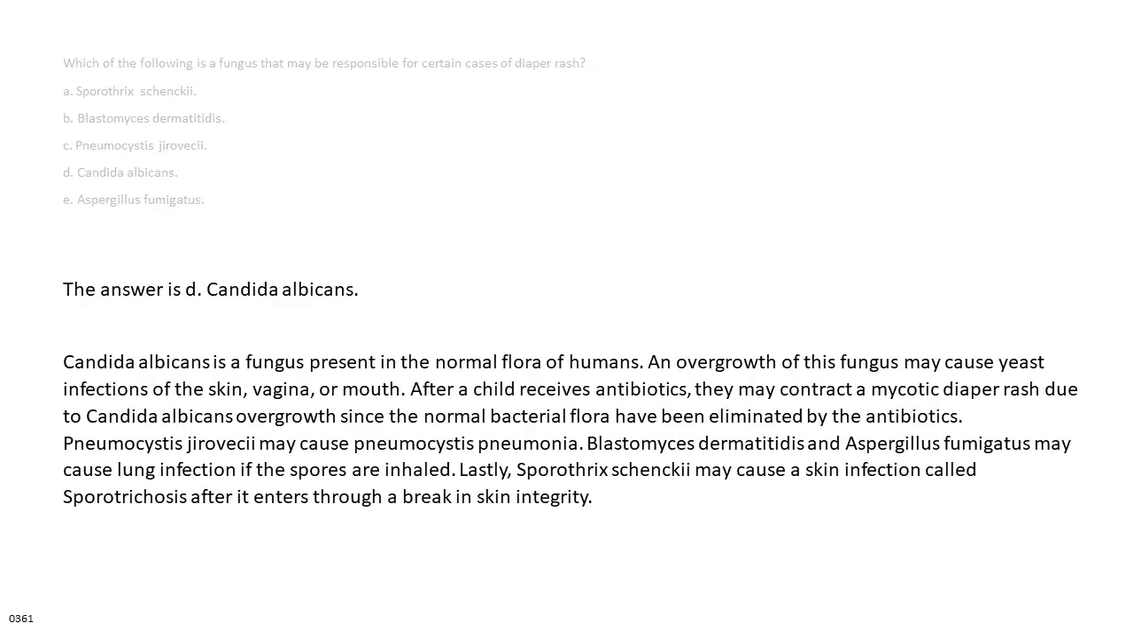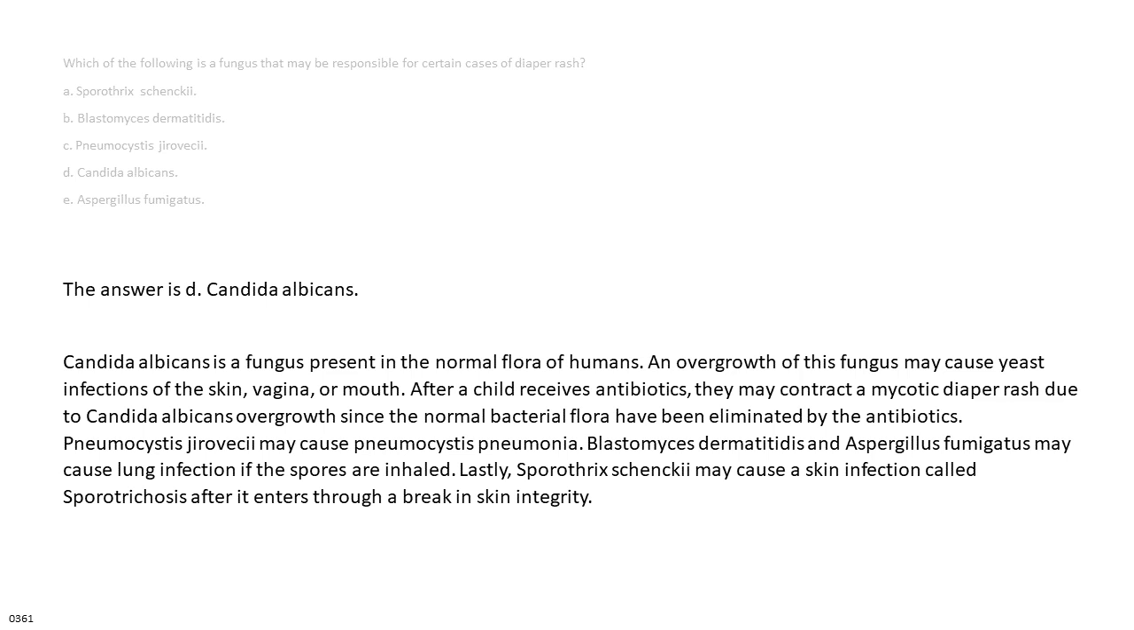The answer is D. Candida albicans. Candida albicans is a fungus present in the normal flora of humans. An overgrowth of this fungus may cause yeast infections of the skin, vagina, or mouth. After a child receives antibiotics, they may contract a mycotic diaper rash due to Candida albicans overgrowth since the normal bacterial flora have been eliminated by the antibiotics.